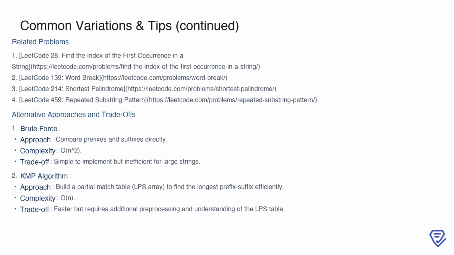To deepen your understanding, there are related problems that you might find helpful. For example, LeetCode 28, which asks you to find the index of the first occurrence in a string, or LeetCode 139, which focuses on word breaks, both involve similar string manipulation techniques. Other examples include LeetCode 214, which deals with finding the shortest palindrome, and LeetCode 459, which looks at repeated substring patterns. Exploring these problems can help you recognize patterns and apply the right algorithms more effectively.